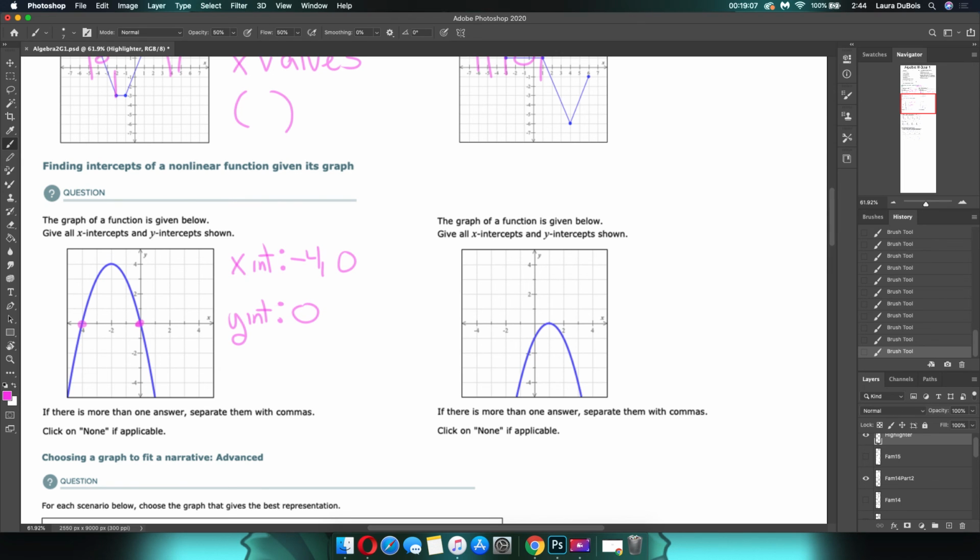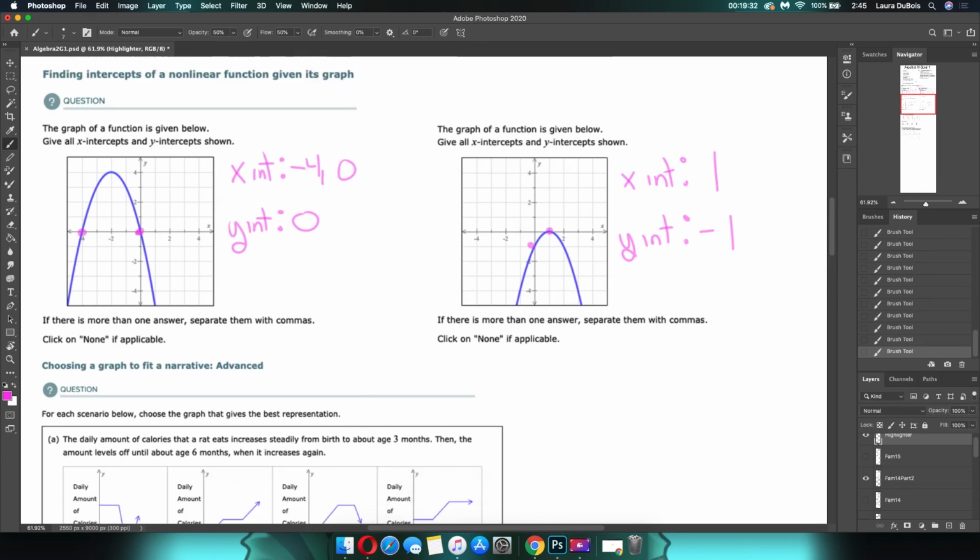Over here, same idea. If we're looking for our x-intercepts first, where does it cross the x-axis? Right here. What's my x value? 1. Y-intercept, where does it cross the y-axis? Right there. And what's the number for that? That is -1.